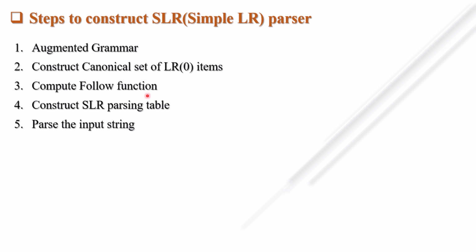So you don't need to remove left recursion or left factoring. Left recursion and left factoring are removed in top down parser. This method comes under bottom up parser, so you don't need to remove the left recursion or left factoring. You directly compute the follow function. Then the fourth step will be construct SLR parsing table.